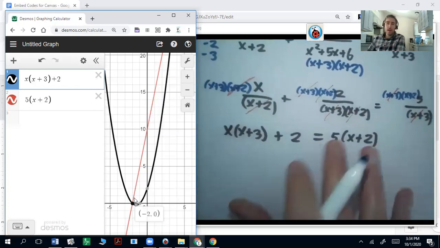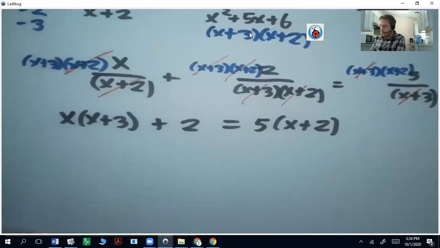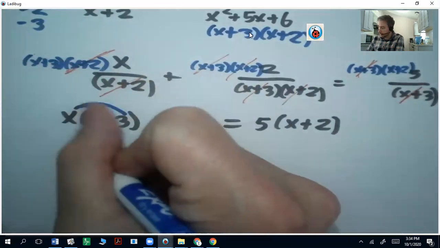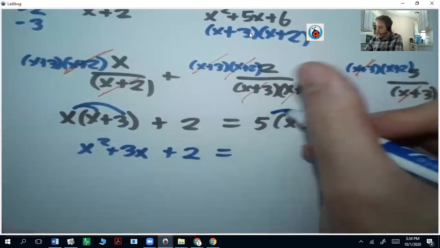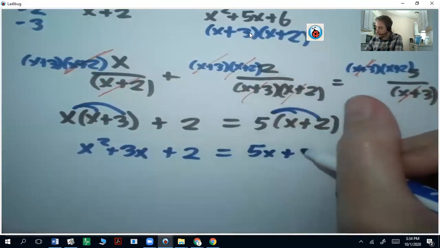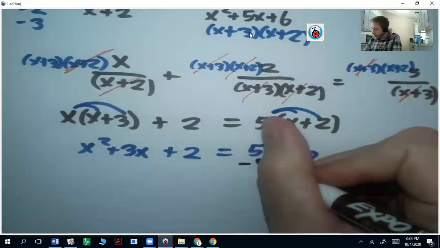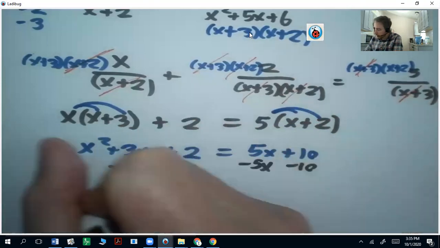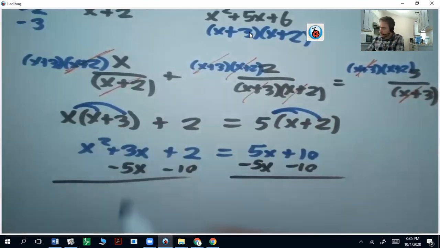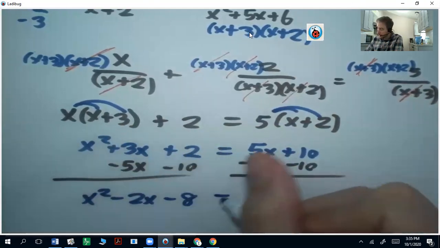So if I'm showing you this by hand, of course, we would want to multiply and simplify this out. So I would distribute this to give you x squared plus 3x. Then you have this 2, and I would distribute that, so that's going to be 5x plus 10. And this is a quadratic, so I would get everything to the left side and solve it out. So subtract the 5x and the 10. And that'll give us x squared minus 2x minus 8 equals 0.